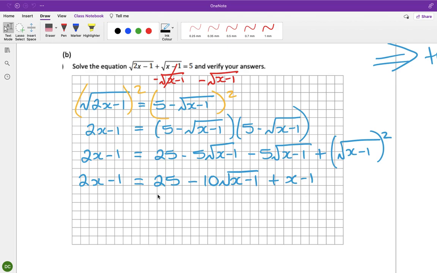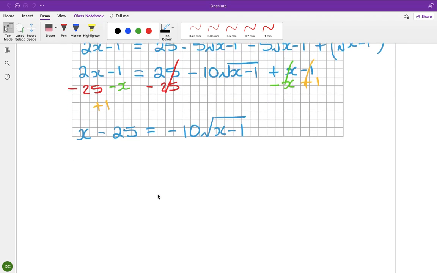I'm going to move all this across. So I'm going to move minus 25 over. I'm going to move the plus x, so that's a minus x. And I'm going to move the minus 1, so it's plus 1. That's gone, that's gone, that's gone. So, just tidy up this little mess over here. So 2x minus x is just x. And minus 25 minus 1 plus 1 is just minus 25. And that equals minus 10 square root x minus 1. So, as always happens when you've got a surd, you have to square again.